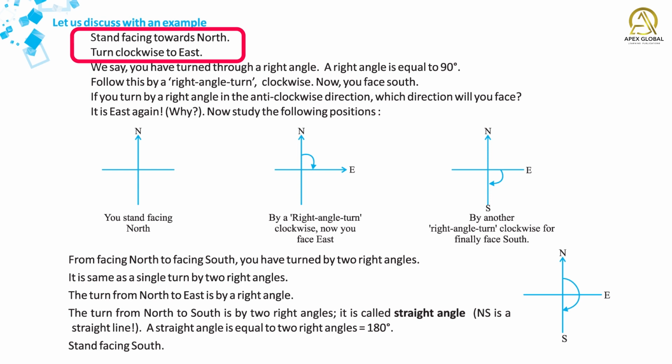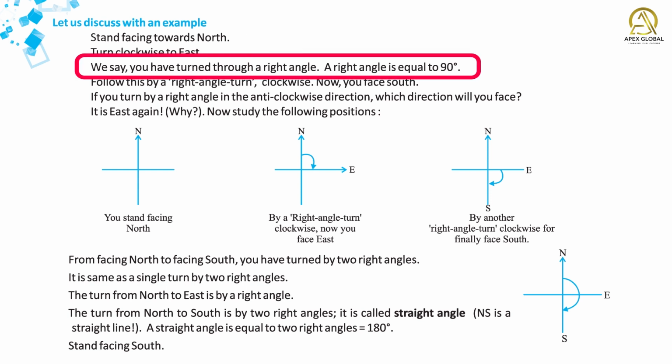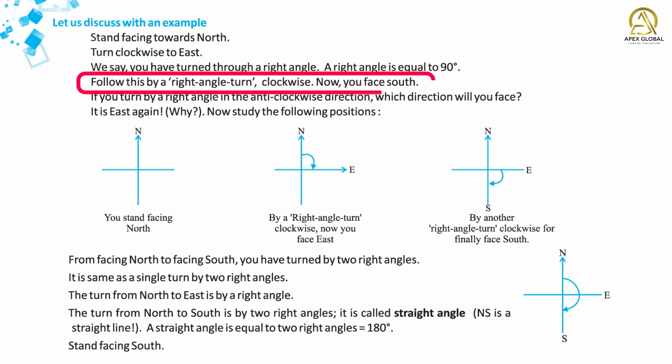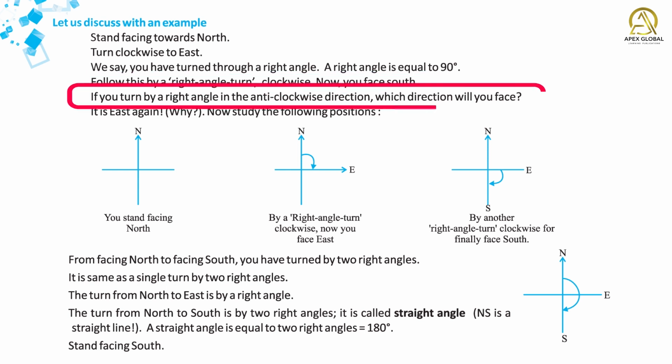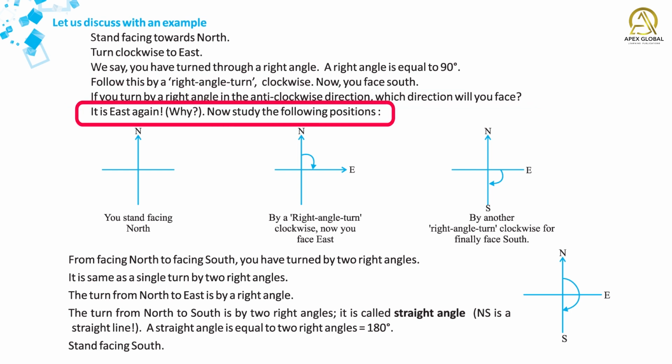Stand facing towards north. Turn clockwise to east. We say you have turned through a right angle. A right angle is equal to 90 degree. Follow this by a right angle turn clockwise, now you face south. If you turn by a right angle in the anti-clockwise direction, which direction will you face? It is east again. Why?